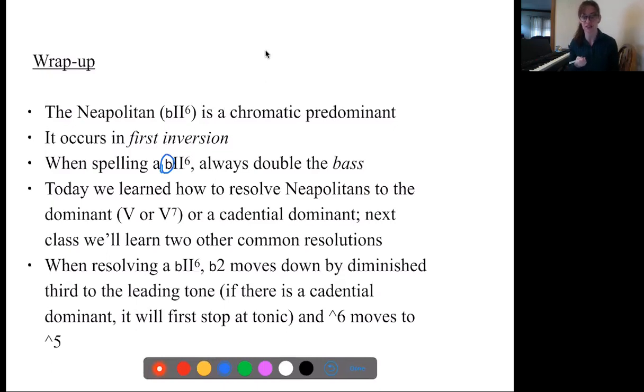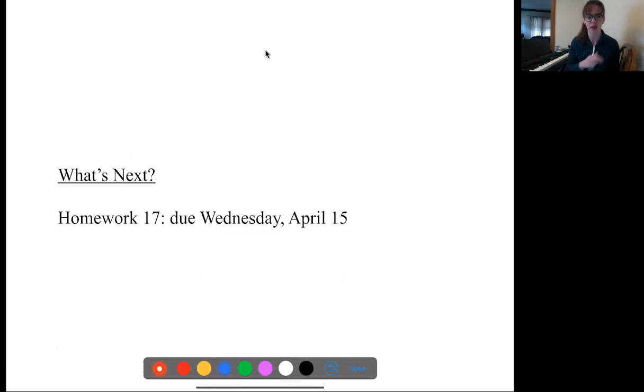That looks ridiculous. So today we learned how to resolve Neapolitans, the dominant or cadential dominant. Next class, we're going to learn the other two common resolutions, one of which we saw in the Schubert, which was to go to the 7/7 of 5 first before going to the 5. So that'll be on tap for Wednesday's class. This is all of just kind of your vital info condensed into one spot, which is a little more streamlined, I think, than your handout.